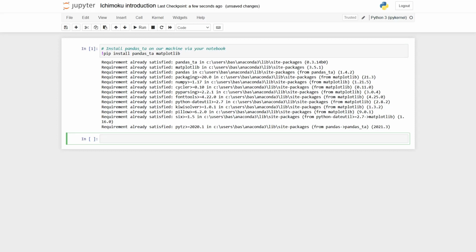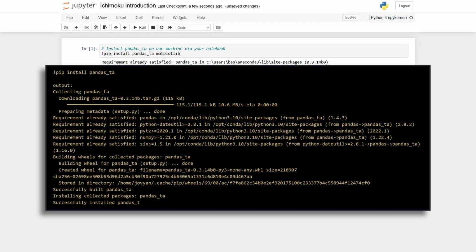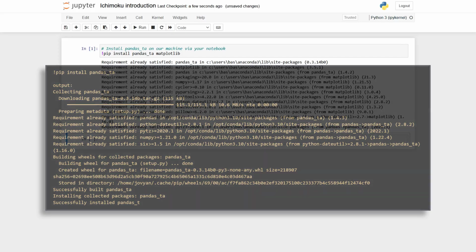You can see here in my case that Pandas TA was already installed, and in your case the output can be something like this. But I think you get the general idea here.